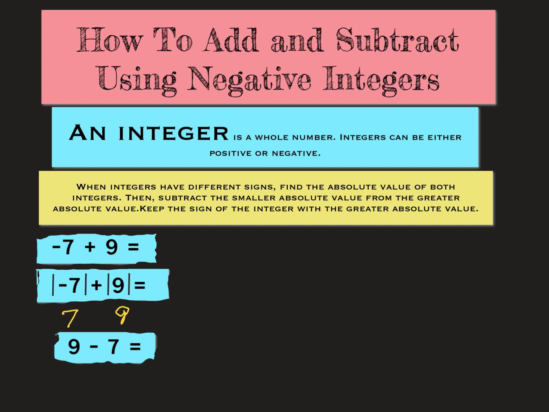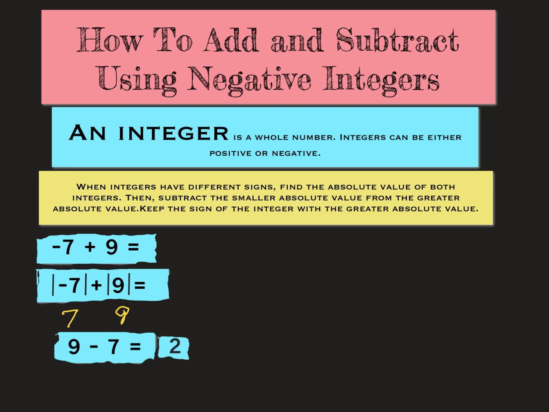So now we're going to subtract the smaller absolute value from the greater absolute value. And so what is the greater absolute value? The greater absolute value is 9. So that's what we're starting with. And we subtract 7 from 9. So 9 minus 7. And as we know, 9 minus 7 is 2.